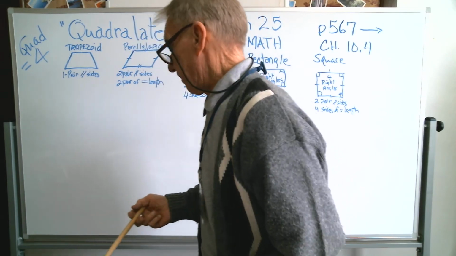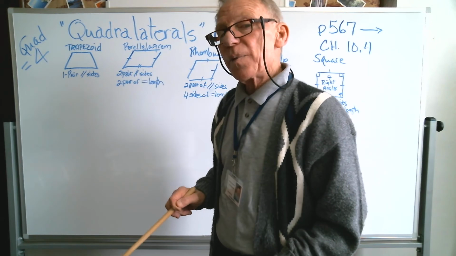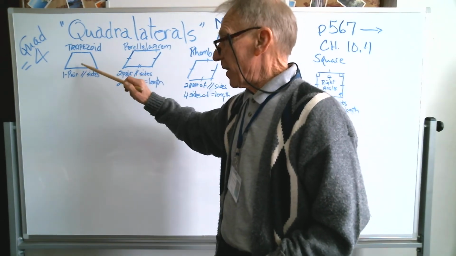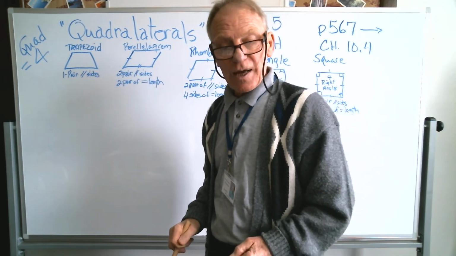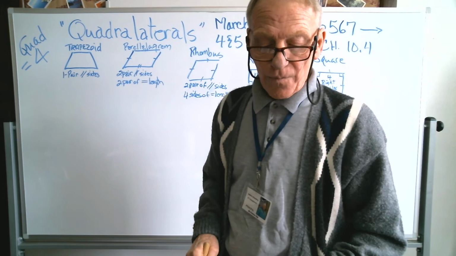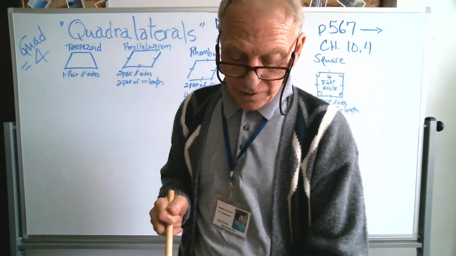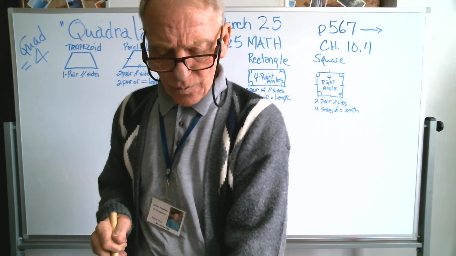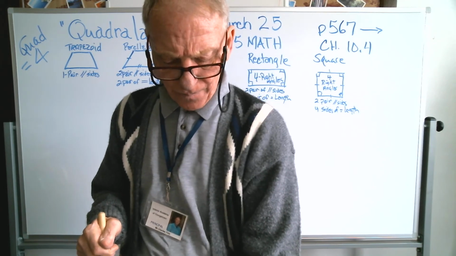So, don't be confused by the trapezoid, because a trapezoid has at least one set of parallel sides. So, when you're looking at this homework assignment, it's going to ask you to classify each one of those different shapes. I'm not going to give you any answers here.